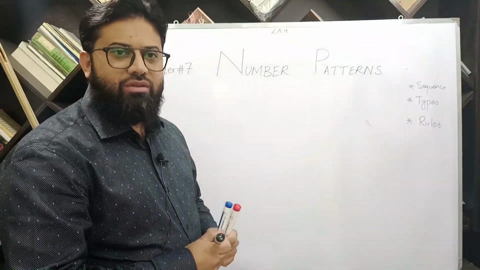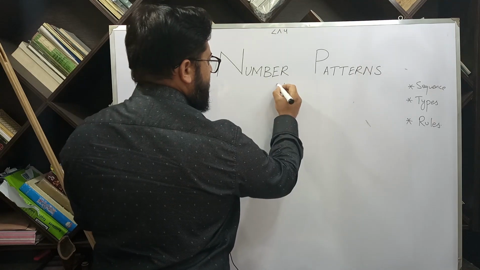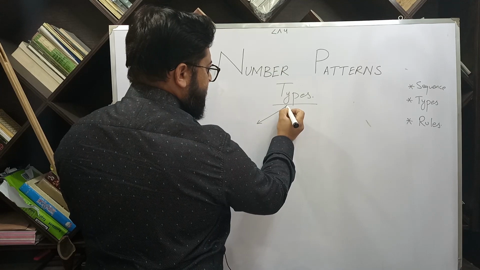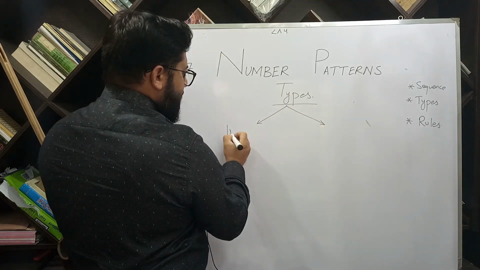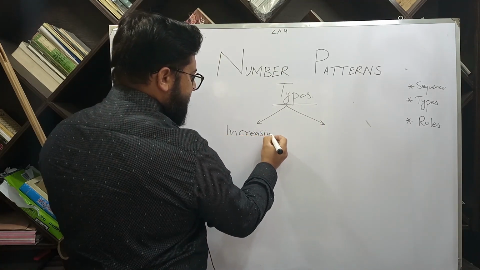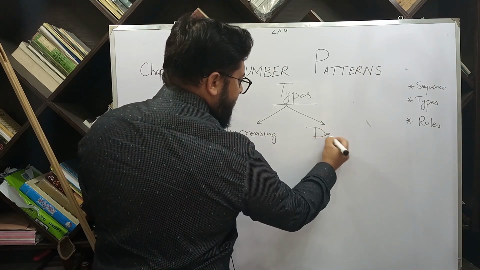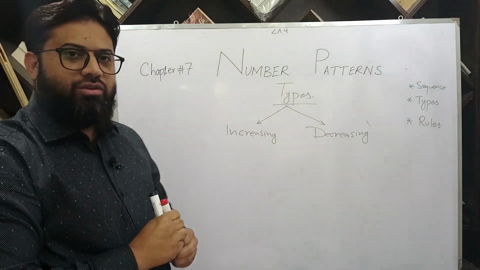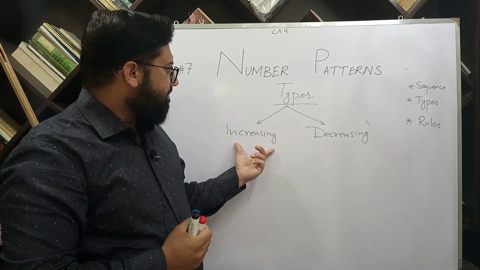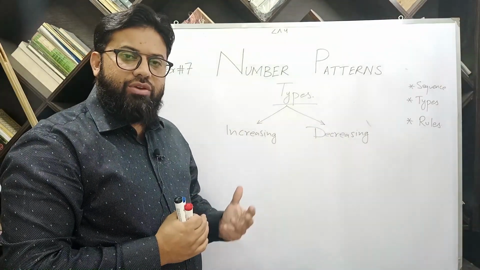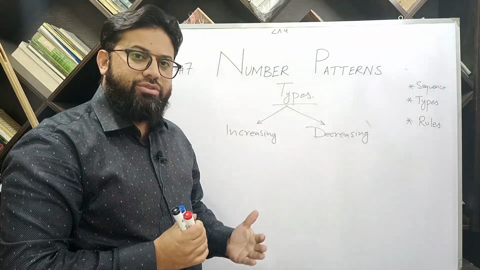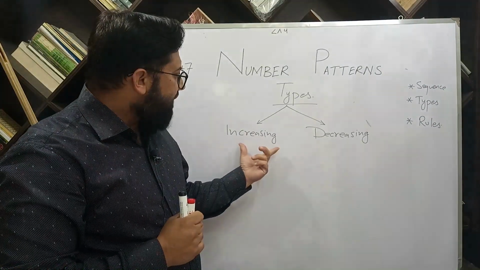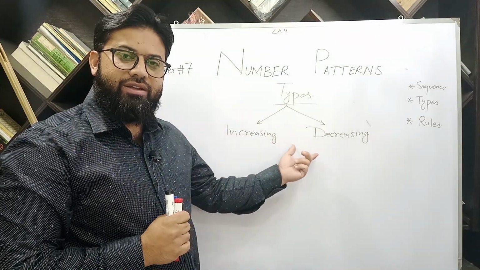Next we are going to deal with what the types are. Generally speaking, there are two broad categories of number sequences. One is called increasing sequences and the second one is known as decreasing sequences. Why are we doing the types? The reason is very simple. When you are going to write down or find out the rules on which the sequences are built up, you must know whether the sequence is in an increasing or a decreasing pattern.